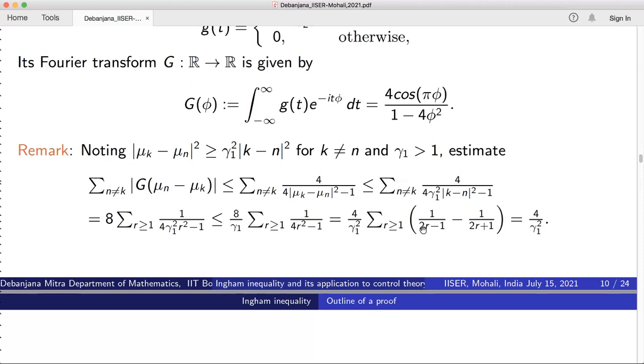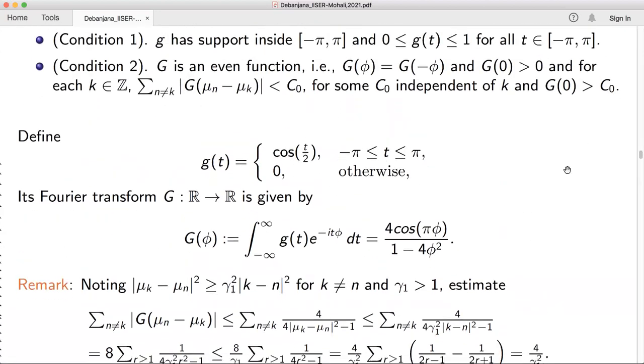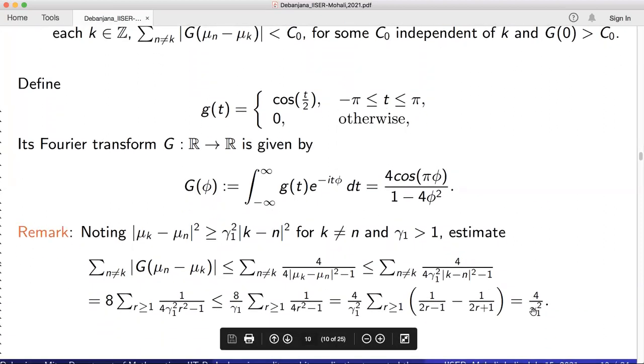Now the summation of this telescopic series is coming, and if you calculate, this value will be given by 1. Okay, so it doesn't ruin anything. And then in particular, that whole thing is equal to 4 by gamma 1 squared. So whatever C0 I was writing here, I get C0 equal to 4 by gamma 1 squared. Also note that I want G0 too. If you take phi equal to 0, G0 is equal to 4. And here also gamma 1 is strictly greater than 1, so G0 is strictly greater than C0, that also holds.